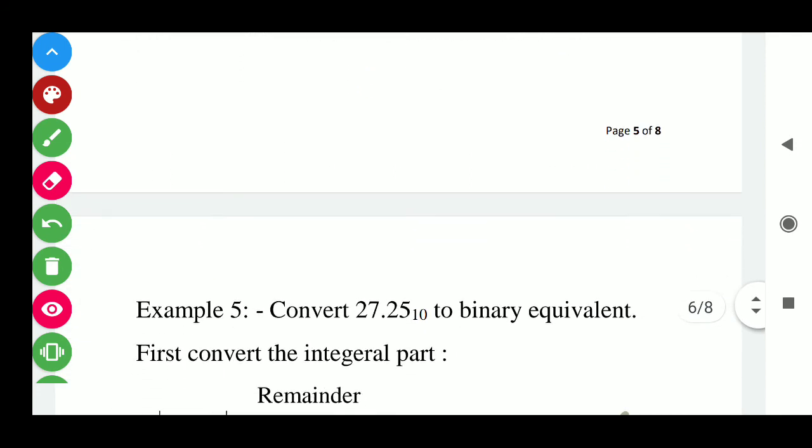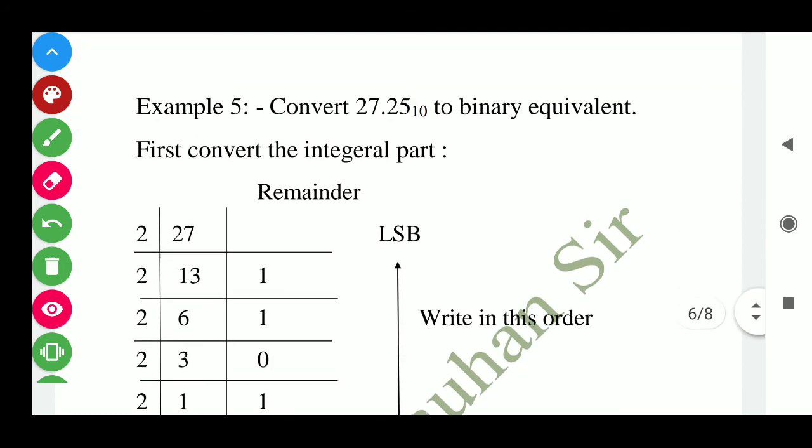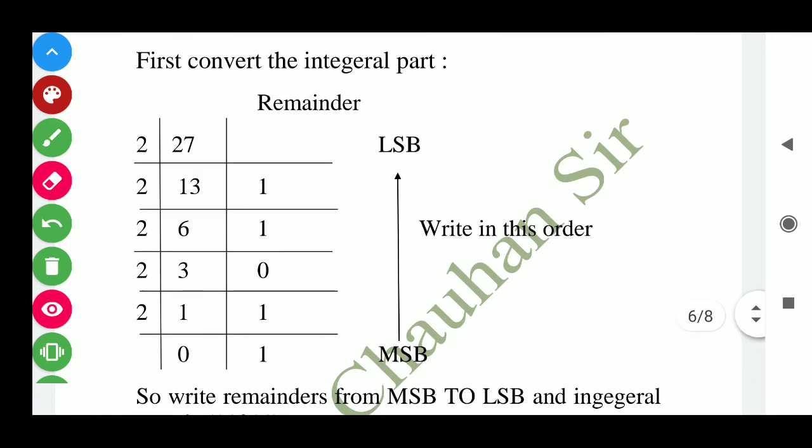Now see, convert 27.25 base 10 to its binary equivalent. Now it has an integer part and also a fractional part. So what you have to do, the integer part you have to convert separately and the fractional part you have to convert separately. So first convert the integer part, that is this one.